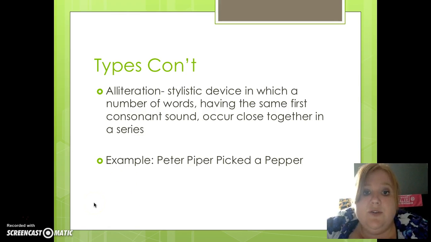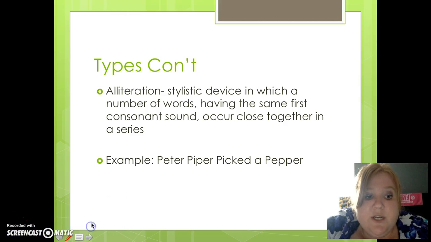Finally, we have alliteration, a stylistic device in which a number of words having the same consonant sound occur close together in a series. So this is just basically the repetition of the consonant sound. For example, Peter Piper picked a pepper. As you can see, there is a repetition right here in the front of each word. Peter Piper picked a pepper.